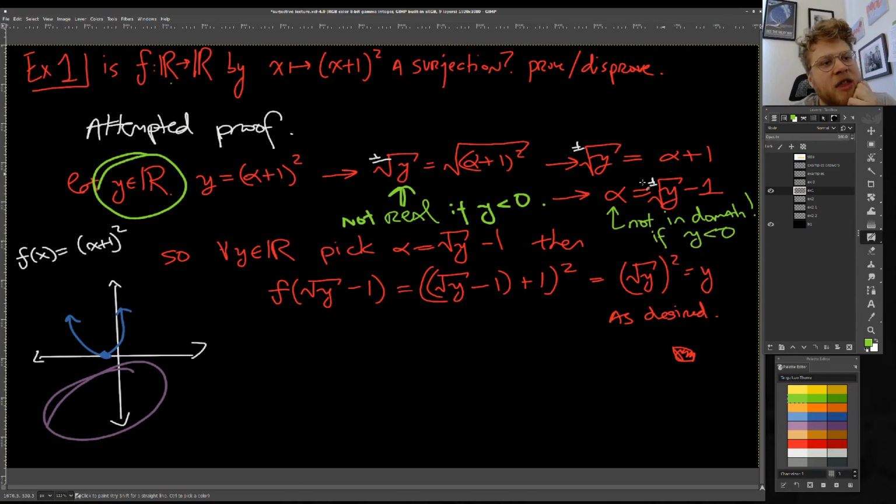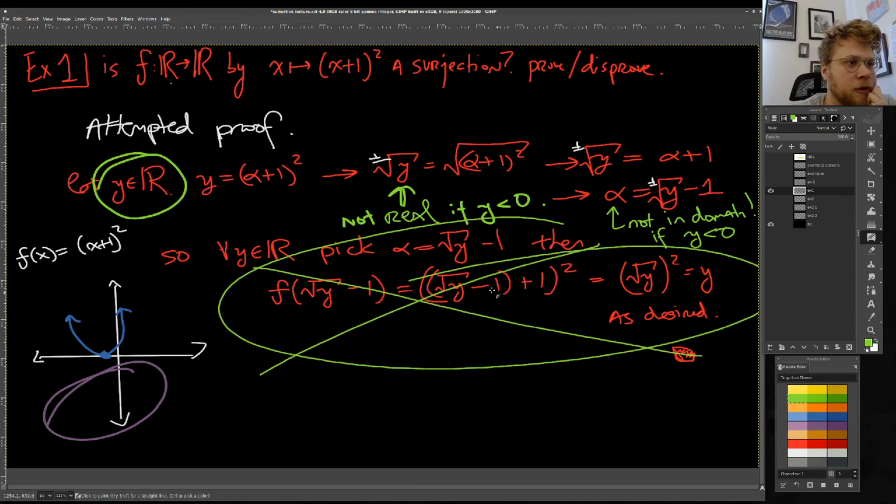But what we're looking for here, this alpha that we found here, is actually not going to be an element of the domain. If y is less than 0, we'll get a complex number instead. But f is supposed to be not mapping from complex numbers to R. It's supposed to be mapping from real numbers to R. So alpha is not a real number. So this whole proof does not work.